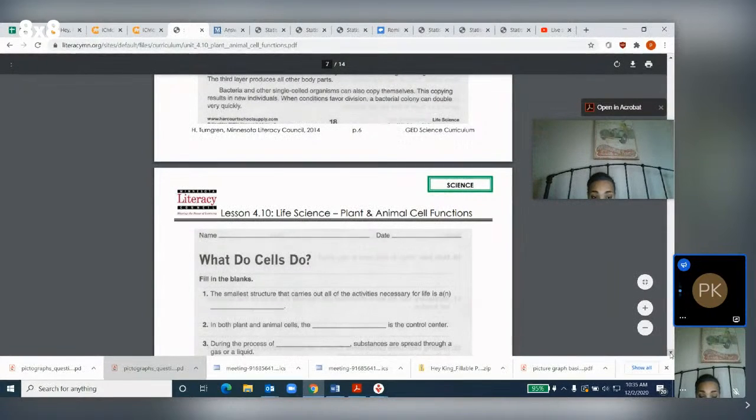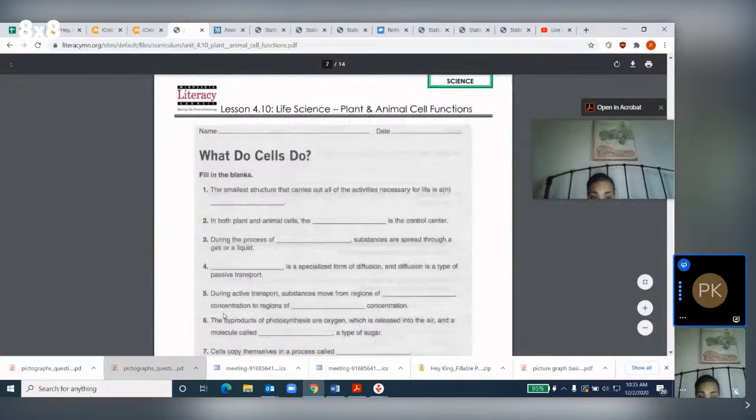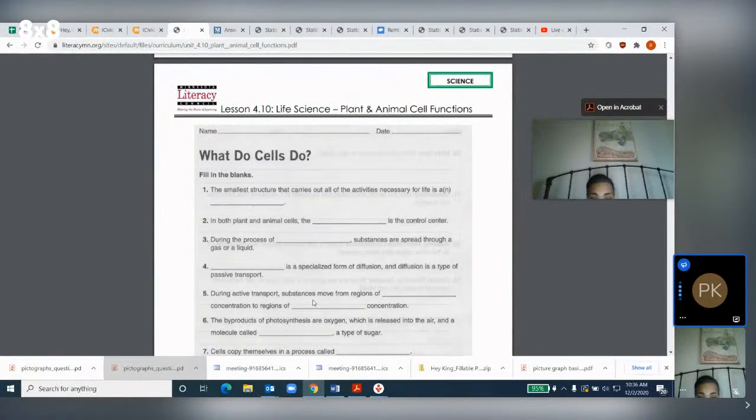4, blank is a specialized form of diffusion, and diffusion is a type of passive transport. That would be osmosis. Let me get down to number 4. Okay. And 5, during active transport, substances move from regions of blank concentration to regions of blank concentration. So that would be low during active transport. Substances move from regions of low concentration to regions of high concentration.